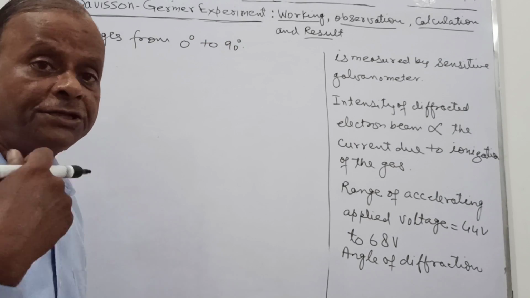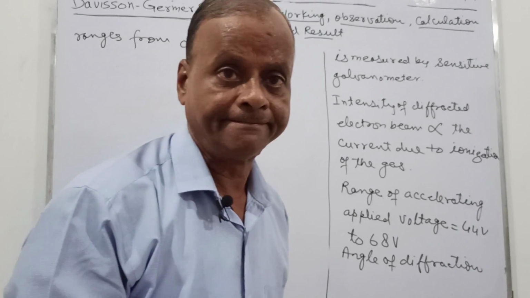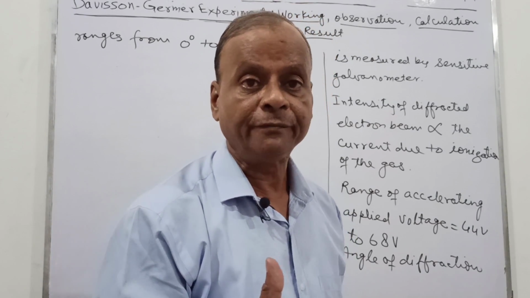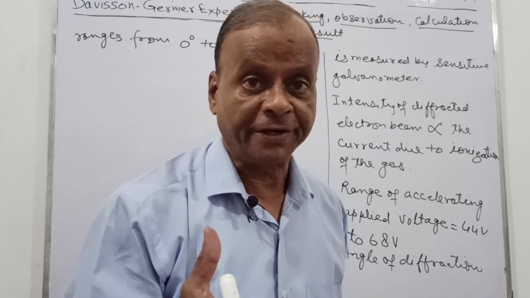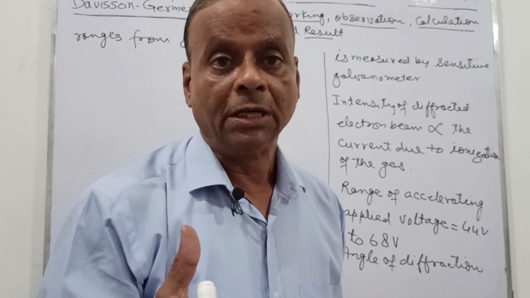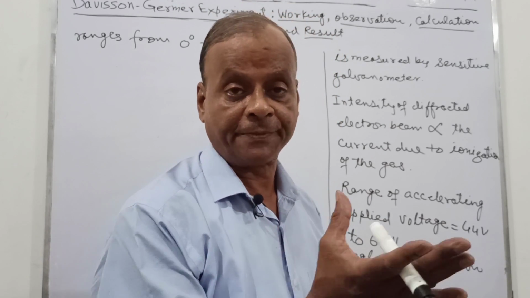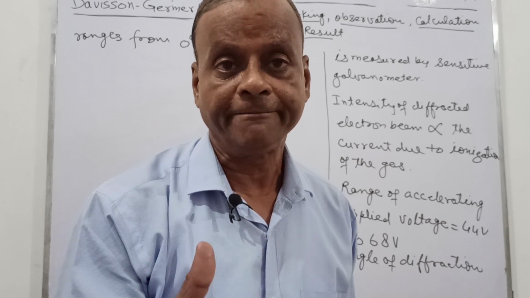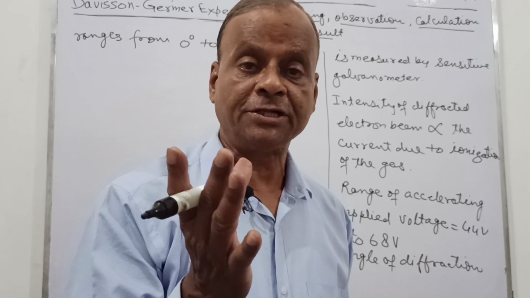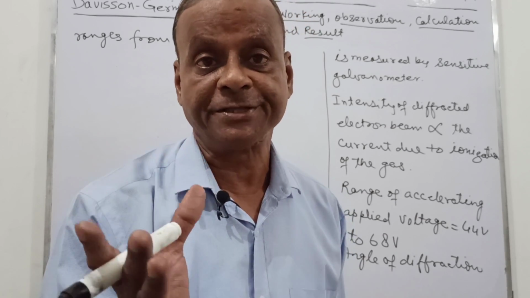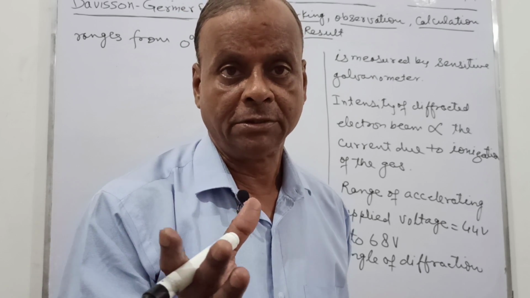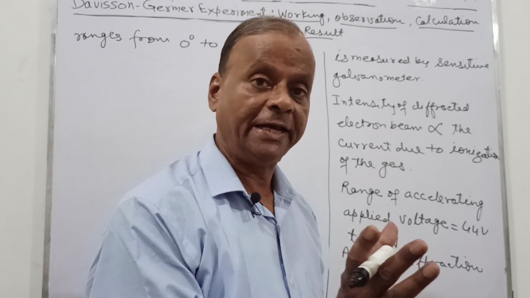So now for each accelerating voltage, the electron beam is diffracted by the nickel crystal, and the detector is placed at different positions on the circular scale, and the intensity of the diffracted electron beam is measured by the galvanometer at all values of the angles.